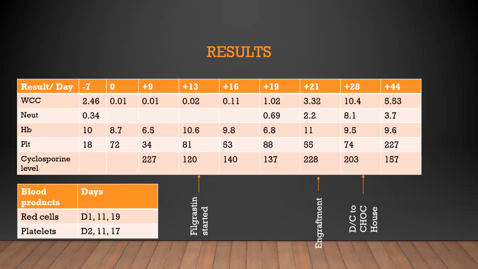And this led to a significant increase in white cells and neutrophils by day 19. So engraftment happened by day 21, and the patient was discharged at 4 weeks post-infusion. She moved to a CHOC house, which is close to the hospital and where she can be swiftly transferred back to the hospital if there are any issues. On her last checkup, her results from last Friday are in the column on your right. As you can see, the counts are still good.